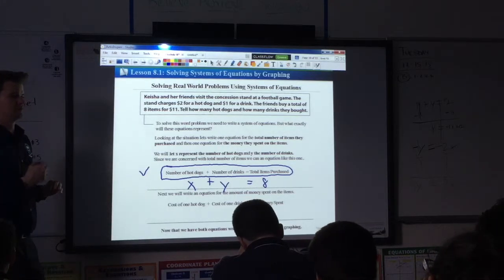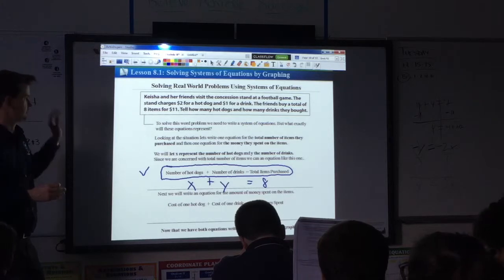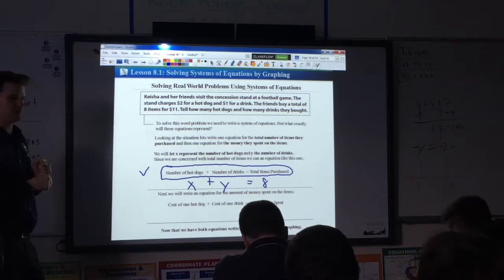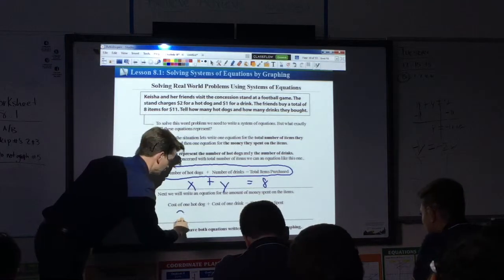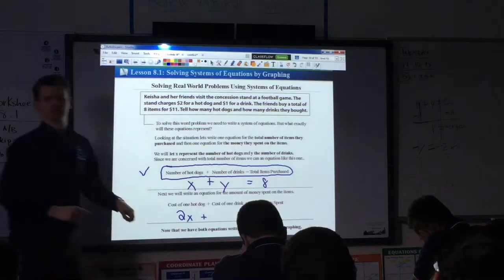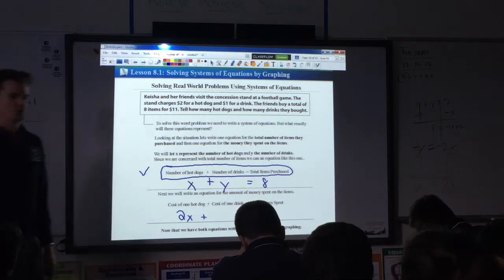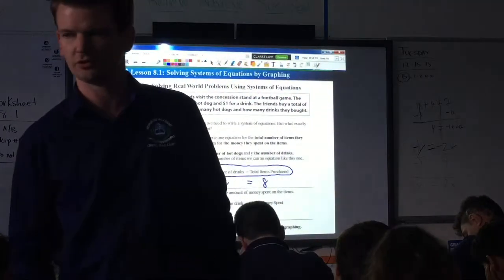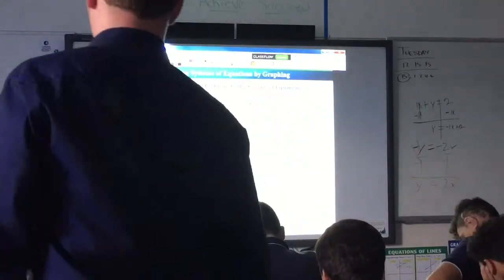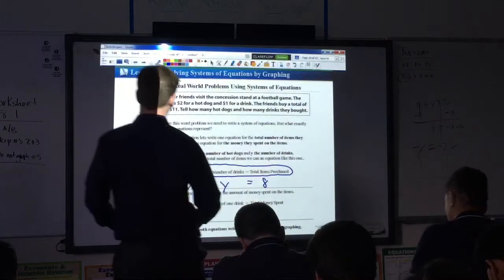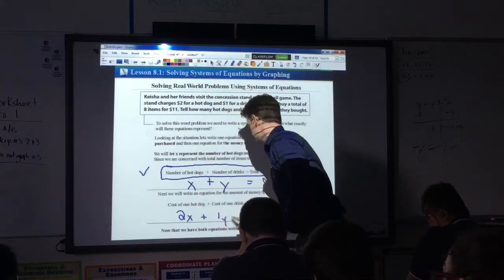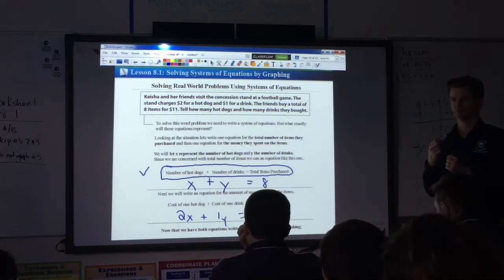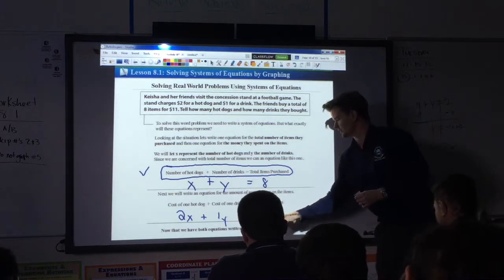Now I need one for the cost. Connor, looking at this scenario, how much did a hot dog cost? $2. And what variable represents hot dogs? X. So 2x plus. Dylan, what do the drinks cost? The drinks cost $1. Okay, so what am I going to write to represent drinks then? 1y. And then, if I add up the cost of the drinks and dogs, what should it equal? $11.